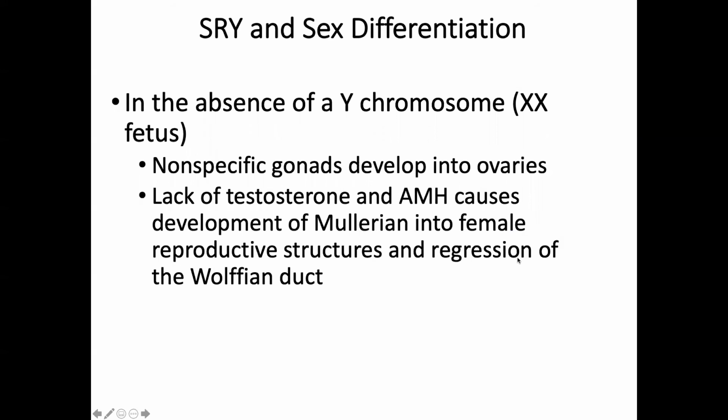So if there's no Y chromosome, what will happen? In a fetus with XX, there's no Y chromosome, meaning there's no SRY gene. Then the non-specific gonad develops into ovaries by default, okay? Because the ovary does not produce testosterone, the Wolffian duct system degenerates, okay? And because no anti-Mullerian hormone is produced, the Mullerian duct system develops into the female reproductive organs and structures. This is default.